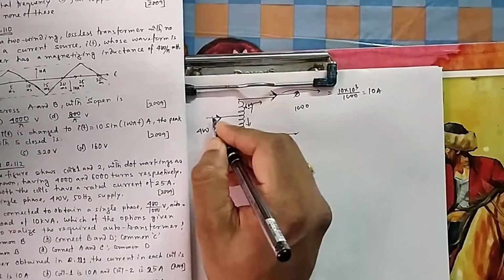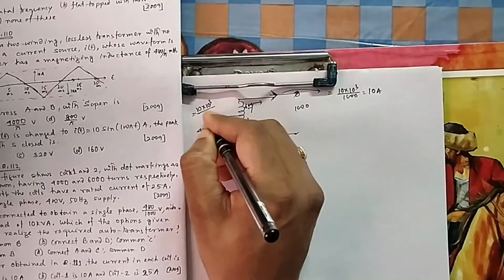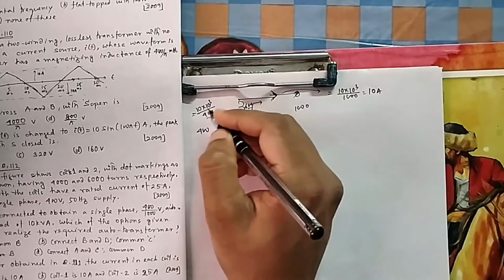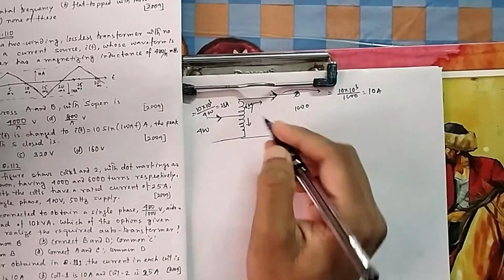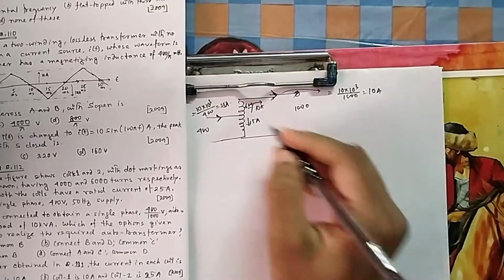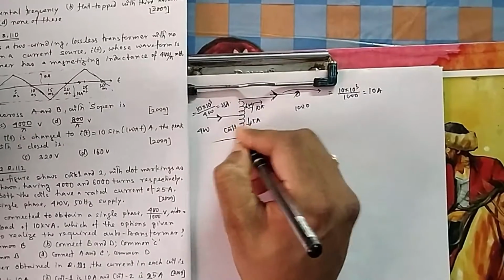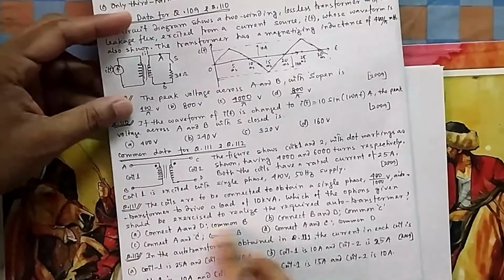Now you come to this side, what will be this current? Because it is 10 kVA, so 10 into 10 to the power 3 divided by 400. So you can see it is 25 ampere, which you can easily give. 10 ampere will go this side, 15 ampere will come this side. So that is okay. This is your coil 1 and this is your coil 2. Now how you will connect them, that is the idea. You can connect A with D, you can connect B with C. There are lots of options out there.